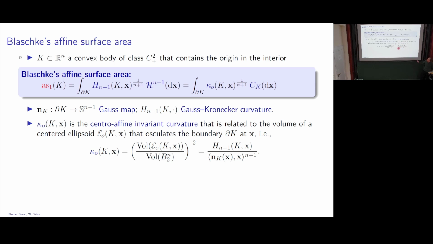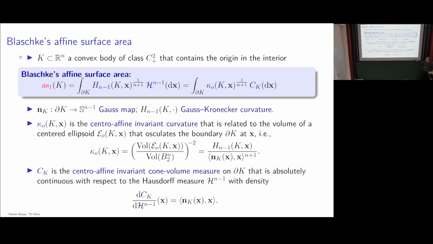So what you can immediately see is here we have an expression that uses Euclidean notions. So you have a rigid motion invariant, you have a translation invariant, rotation invariant quantity. And when we define it using centro-affine invariant notions, it will be centro-affine invariant. So it has both these invariances, so it's invariant with respect to volume-preserving affine transformations.